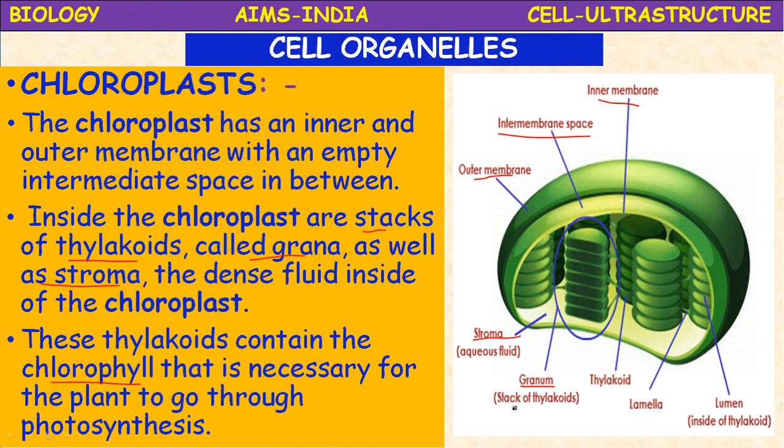The granum region is made up of several stalks of thylakoid membranes piled one over the other. So this entire structure is called granum. Grana means plural, granum means singular. Each granum consists of thylakoid membranes, one over the other. These thylakoid membranes are connected to each other by thread-like structures called lamellum, or lamella in plural. The space present inside the thylakoid, between the thylakoid membranes, is called the lumen. Okay, these are the plastids.